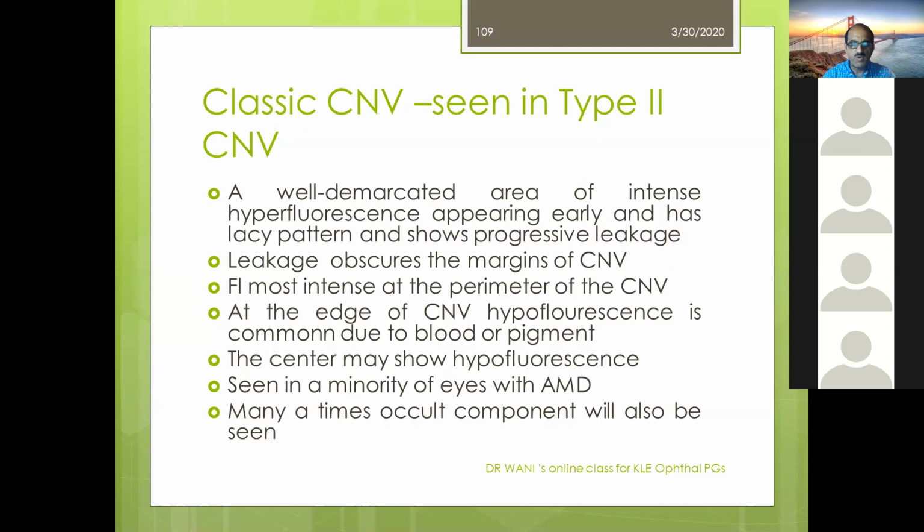Okay, fluorescein is most intense at the perimeter of the CNV, but just outside the CNV you will see hypofluorescence, usually because there is small leakage of blood or pigments. The center may show hypofluorescence because there may be fibrosis. The vessels might have been replaced by fibrosis. It is seen actually in a minority of AMD, and many times an occult component is also present. So in a fluorescein angiogram, it is very rare to see only classic. Usually it is also associated with an occult choroidal membrane.